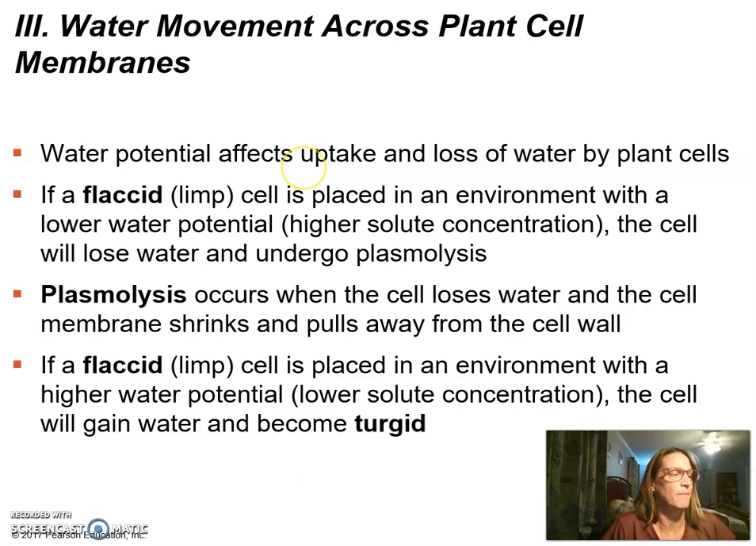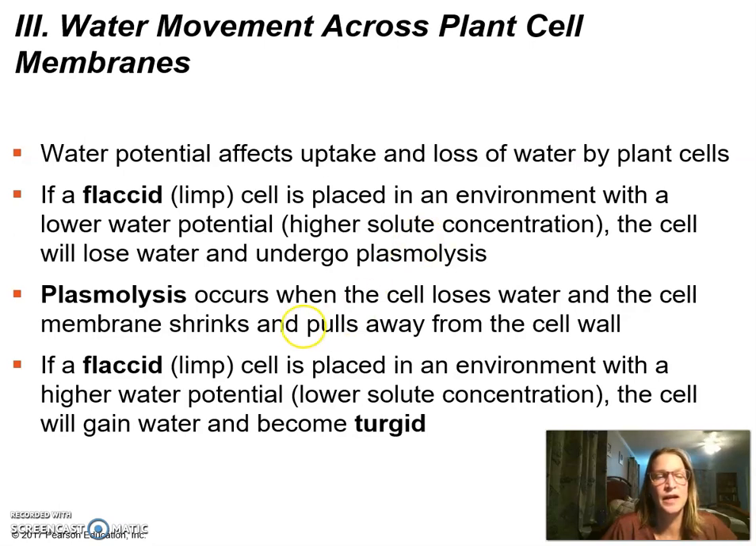First, we're going to talk about the scenario where we have a flaccid or limp plant cell. And all that means is that the central vacuole that usually has a lot of water in it doesn't have a lot of water in it. A cell like that typically has low water potential, meaning that water is going to want to move into it. However, when you place a plant cell like that into an environment with an even lower water potential, so an environment that has a whole lot of solutes in it, that cell, which is already flaccid, is going to lose more water, even though it doesn't have very much, and it's going to undergo plasmolysis.